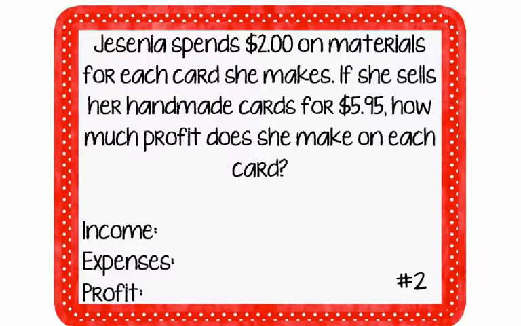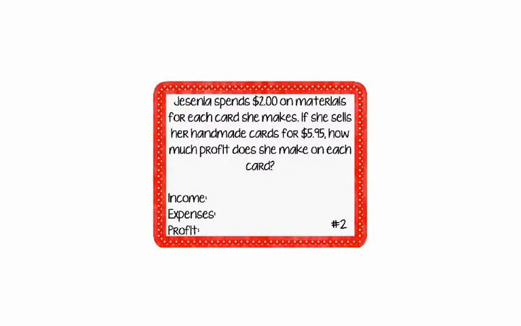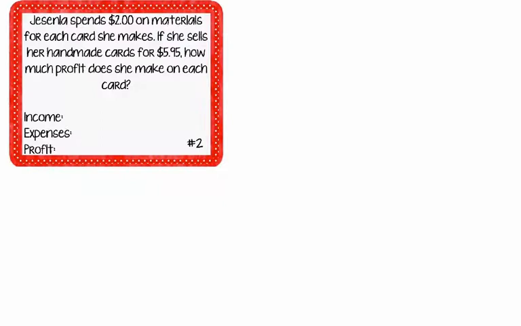Jasenia spends $2 on materials for each card she makes. If she sells her handmade cards for $5.95, how much profit does she make on each card? Go ahead and pause the video and try to solve the problem. Okay, so Jasenia spends $2 on materials. She is spending that money, so that's an expense. So her expenses are $2.